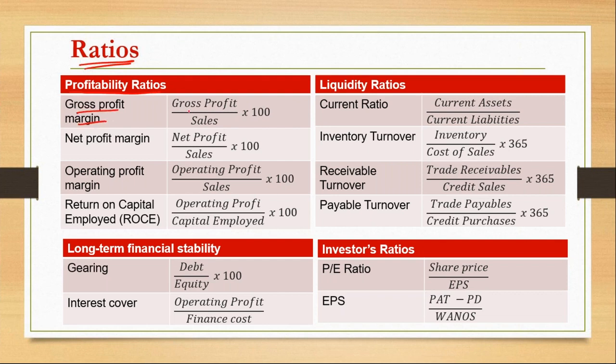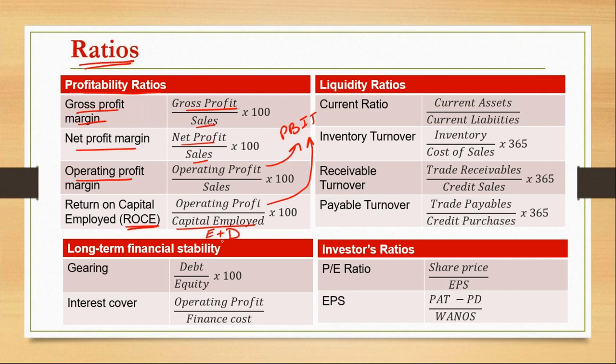We have gross profit margin as the gross profit divided by sales. Net profit margin as the net profit divided by sales. We have operating profit margin. By operating profit, we mean profit before interest and tax, PBIT. And then we have return on capital employed, which is again PBIT divided by the capital employed. And by capital employed, we mean the equity and the debt. So it is the equity plus the debt.